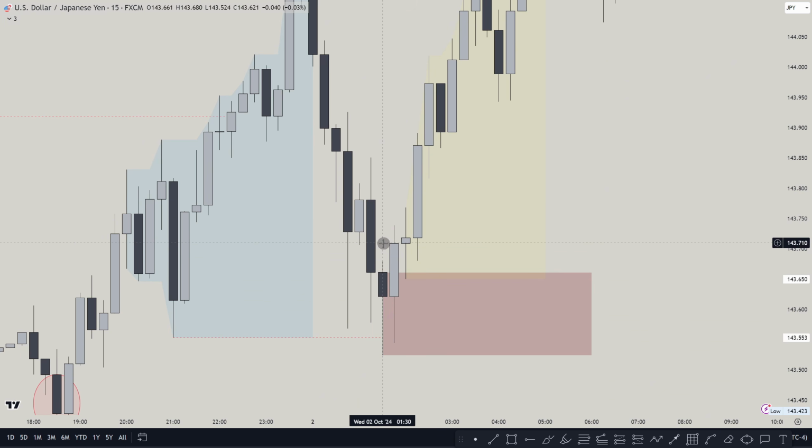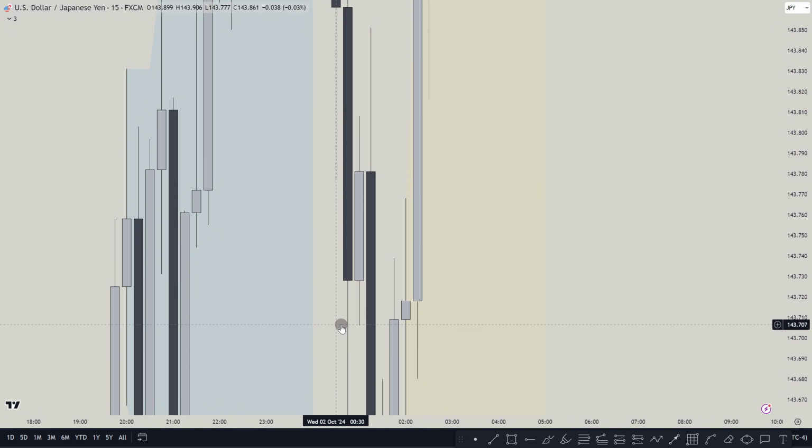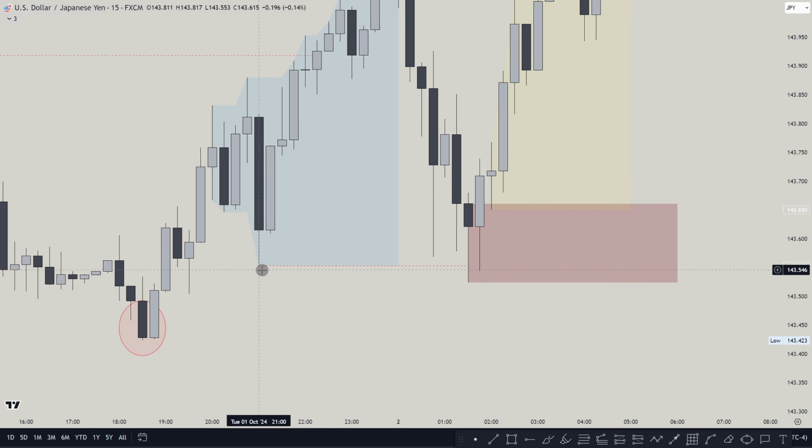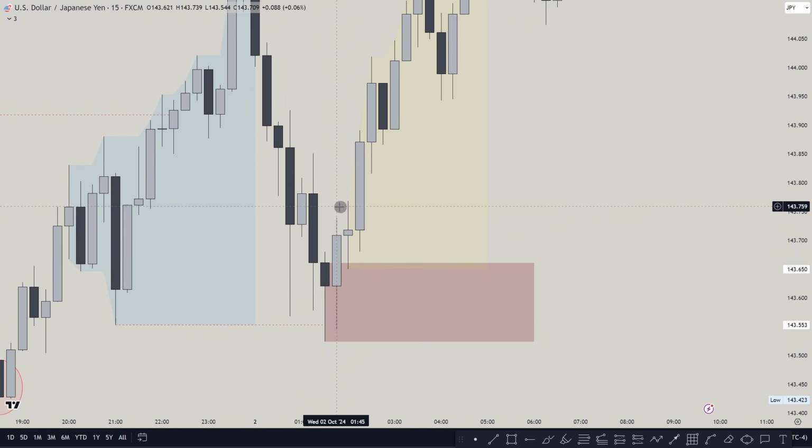But I would not take this. I don't really like it because the closure was not that big, right? We only closed just a small amount above and then we reject. So it was not the best confluence, but my best confluence here is the sweep of Asian low. You see where we go lower here? This is all we retraced and then we started going higher.